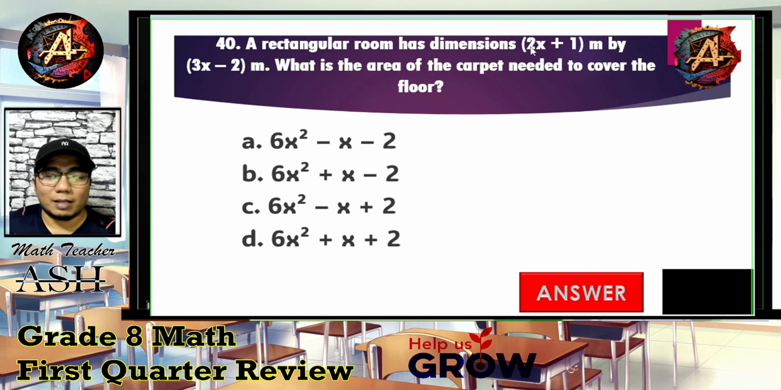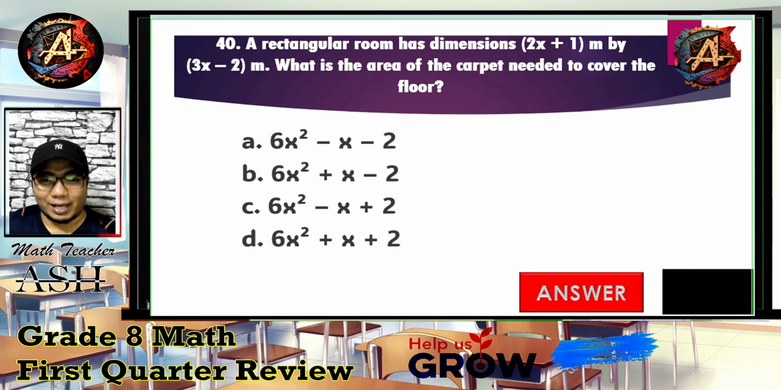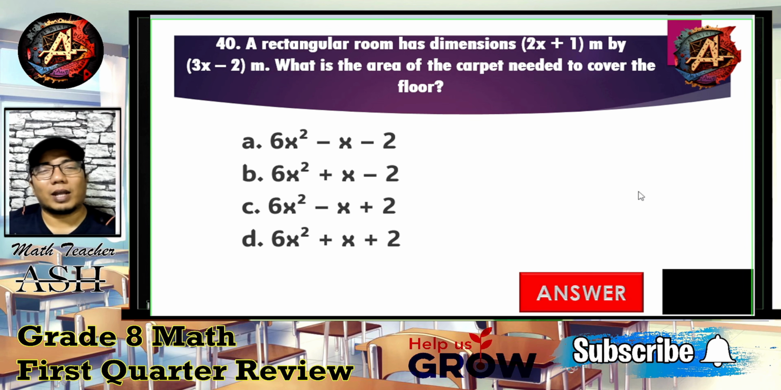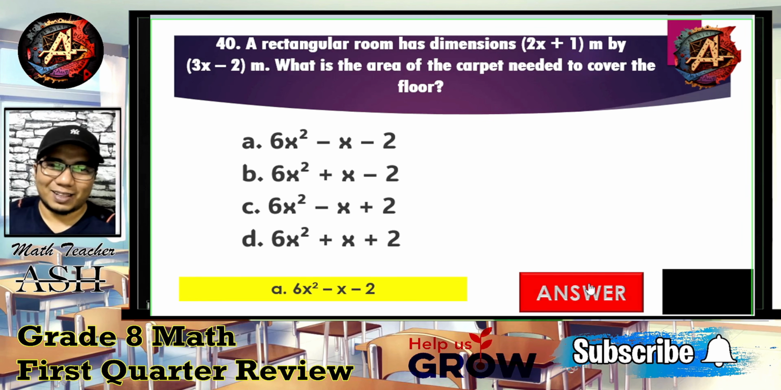Now, how do we get the middle term? So, what we need to do is to multiply the inner and outer terms. So, 2x times negative 2, that would be negative 4x. 3x times positive 1, that would be positive 3x. So, negative 4x plus 3x, that is minus x. So, letter A is the correct answer for this given problem. Are we correct?